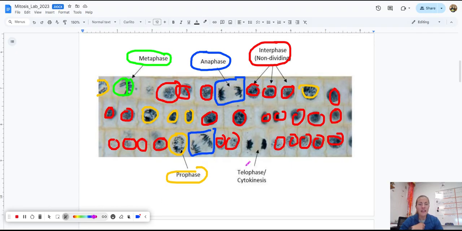And then our very last one is telophase, cytokinesis. So this is where you can see here in anaphase, it kind of looks like two little spiders on each side. Here we see more of a condensed little circle of chromosomes on each side. This would be that last telophase, cytokinesis, where we are starting to form two brand new cells.